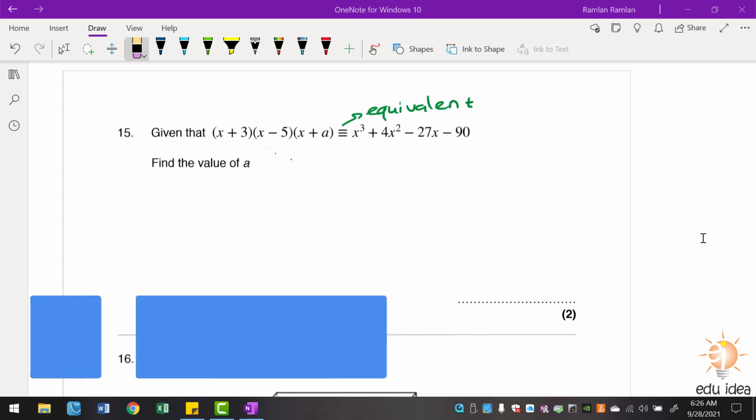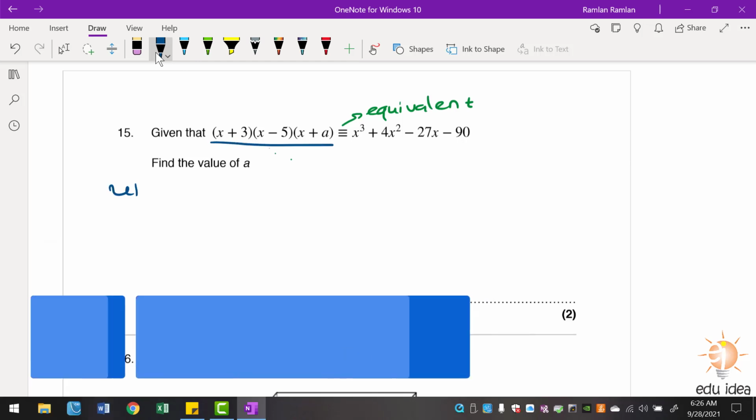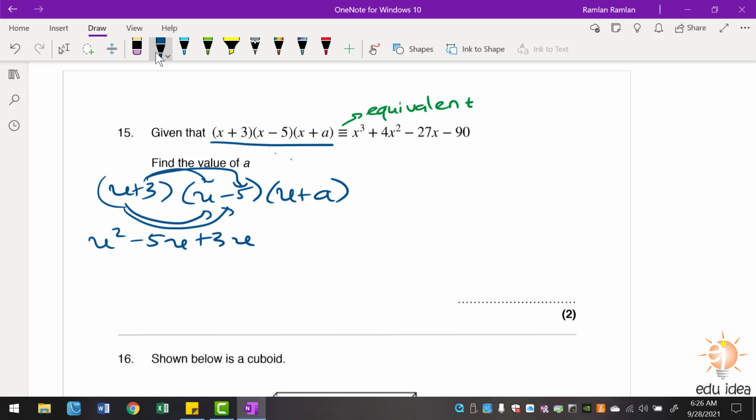Okay, so let's go back to number 15. We have this equivalent to this one. So the first thing that you need to do is expand these brackets, right? So let's do that. Okay, x plus 3 multiplied by x minus 5 and then multiplied by x plus a. Okay, so multiply that, we get this one becomes x squared, and this guy becomes minus 5x, and then this guy becomes plus 3x, and then this guy becomes minus 15.